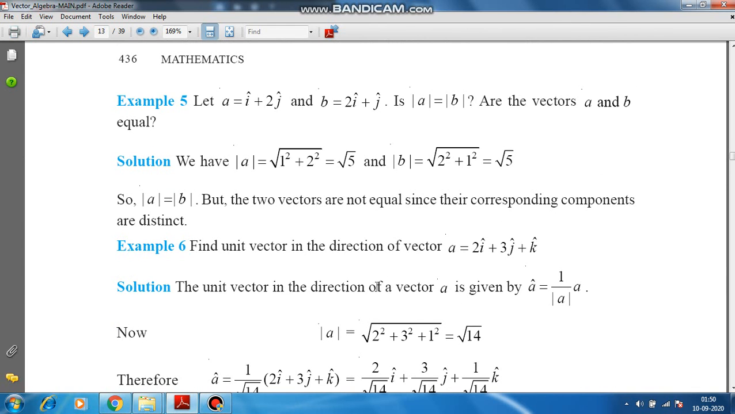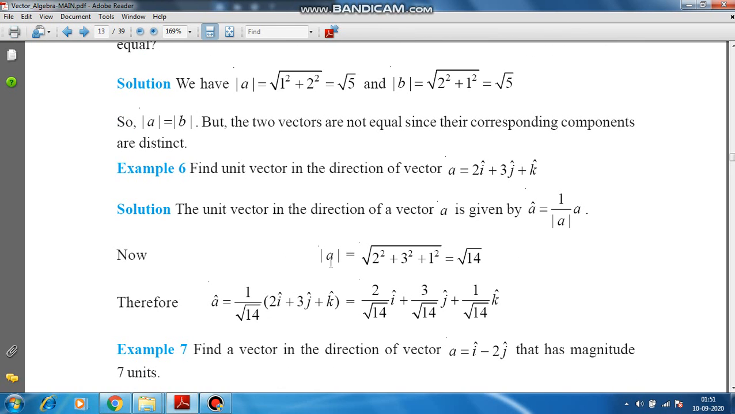The third example, find the unit vector in the direction of A equal to 2i plus 3j plus k. So unit vector, we know that a vector is said to be a unit vector if its magnitude is 1. And here we are asked to find the unit vector along this vector. So to find the unit vector along this vector, what we have to do is to divide the vector by its magnitude. So first of all we have to find its magnitude.